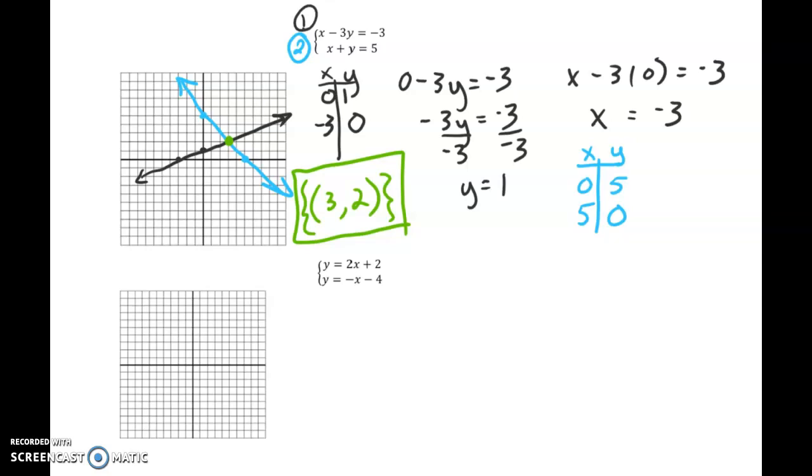And you can check it out and see if it worked. If you put in the bottom equation, 3 plus 2 equals 5, so that's not a problem. And in the top equation, you'd have 3 minus 6, which is negative 3. So yeah, that's the solution.